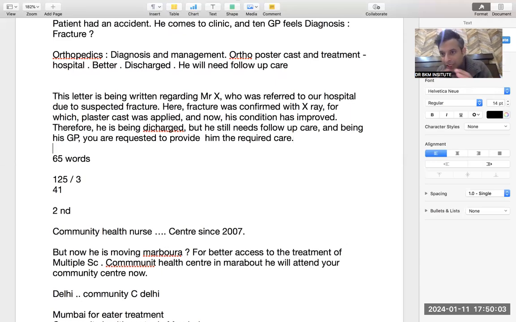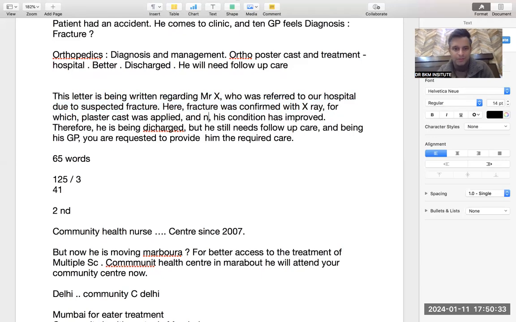Now see the smoothness. It is known as fluency of the letter. Like speaking has fluency, writing also has its fluency. That's known as cohesiveness. So now see this. This letter is being written regarding Mr. X, who was referred to our hospital due to suspected fracture. Here, fracture was confirmed with the help of an X-ray, for which plaster cast was applied, and now his condition has improved. You can make it still better.